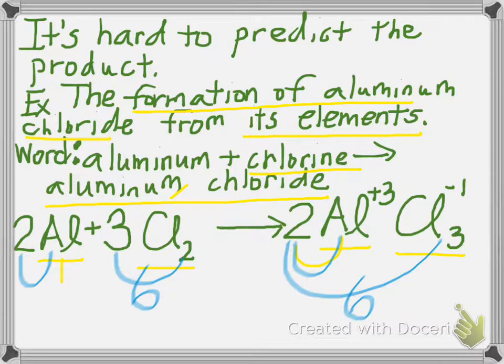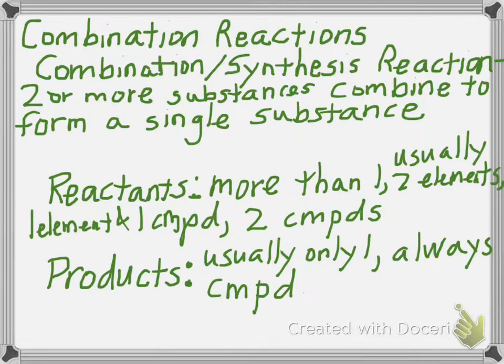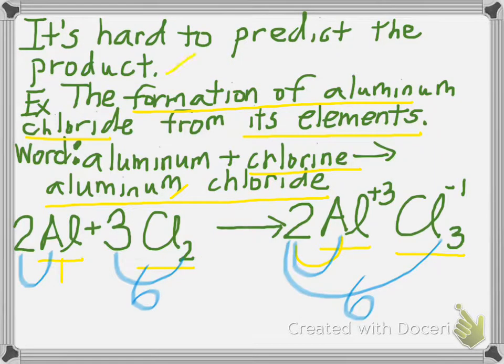So in review, part of what will be really important is that you're able to identify a reaction as a combination reaction. And again, what we're going to look for is more than 1 reactant and 1 product. Typically, it's going to be hard to predict the product of a combination reaction, so many times you will not be asked to do that.